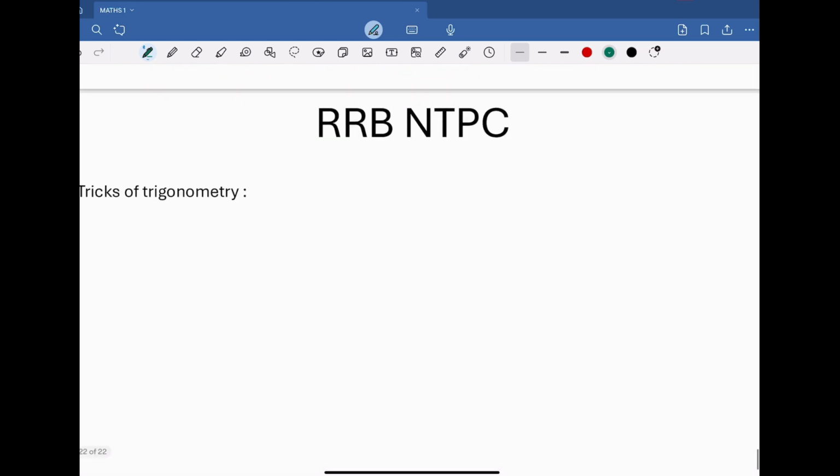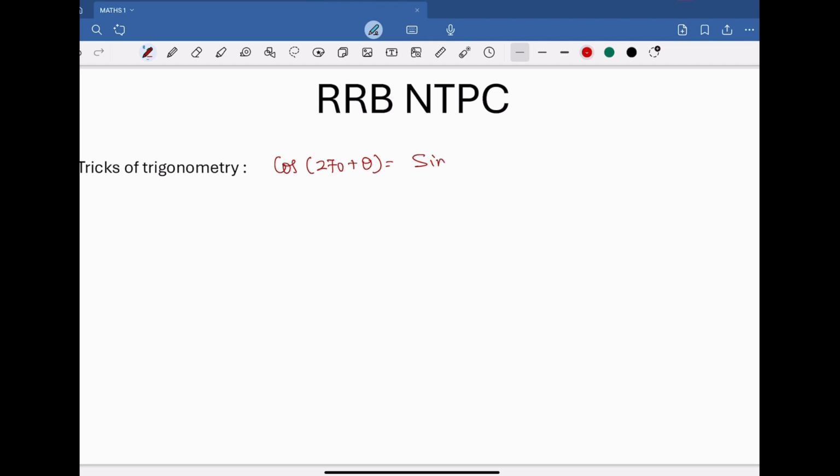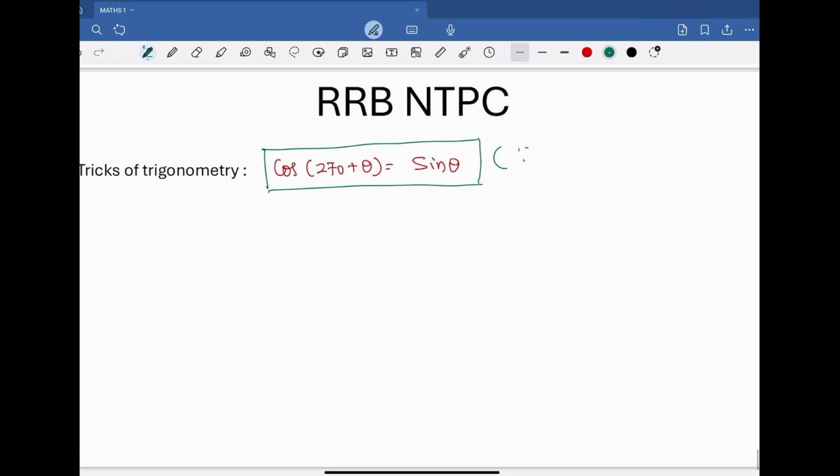That means cos 270 plus theta is equal to sin theta. Because cos is positive in the fourth quadrant, hence this value is positive.